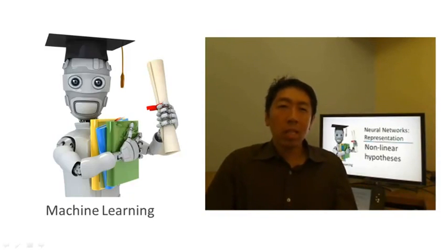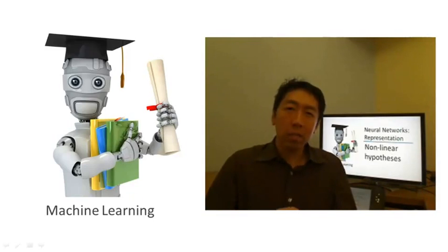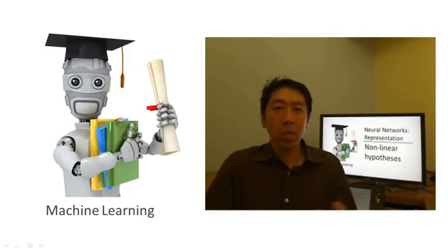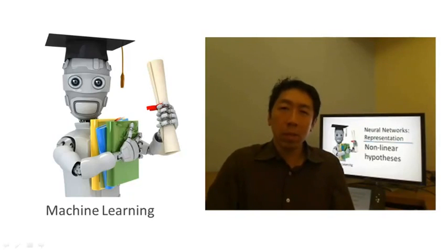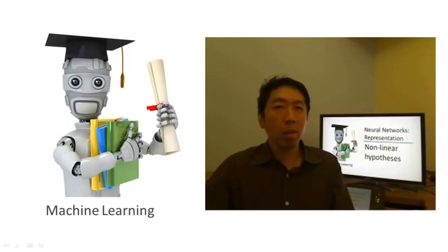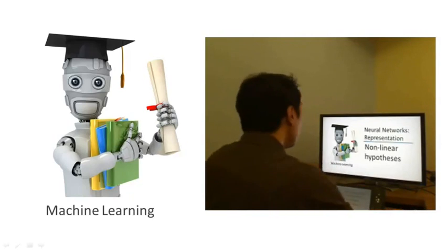So why do we need yet another learning algorithm? We already have linear regression and we have logistic regression, so why do we need neural networks? In order to motivate the discussion of neural networks, let me start by showing you a few examples of machine learning problems where we need to learn complex nonlinear hypotheses.